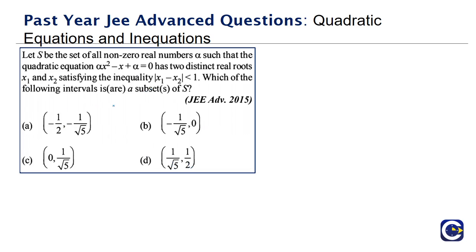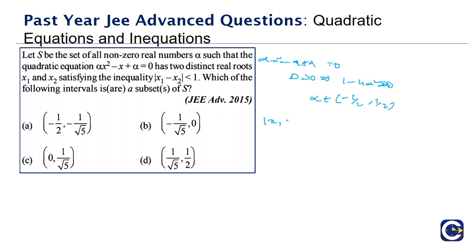Let S be a set of all non-zero real numbers alpha such that the quadratic equation alpha x square minus x plus alpha is equal to 0 has two distinct real roots x1, x2 satisfying the inequality mod of mod x1 minus mod x2 is less than 1. Which of the following intervals are a subset of S? So how will you proceed with this sum? Initially they gave alpha x square minus x plus alpha is equal to 0 has distinct real roots, implies D greater than 0, implies 1 minus 4 alpha square is greater than 0, which will give me alpha belongs to minus half comma half.